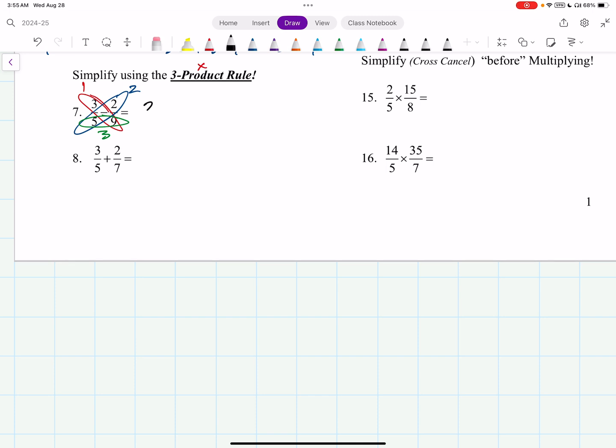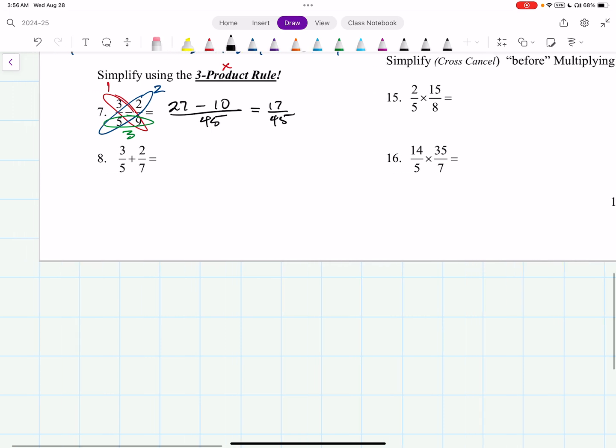Always start off with the left diagonal, and order is important. So 3 times 9 is 27. Minus, because we're subtracting. 5 times 2 is 10, divided by 5 times 9, 45. 27 minus 10 is 17, and you get 17/45. So the trick here is you multiply 3 times. That is why I call it the 3 product rule. Product means times. And if you can multiply, you can add fractions or subtract fractions.